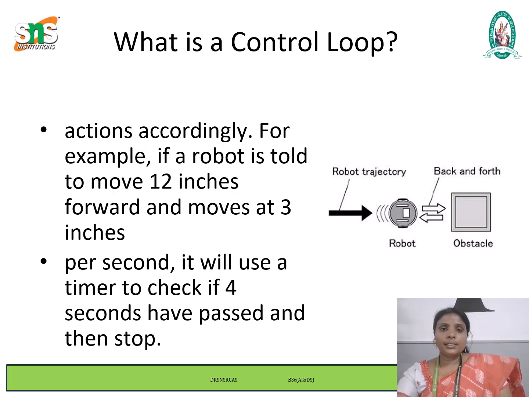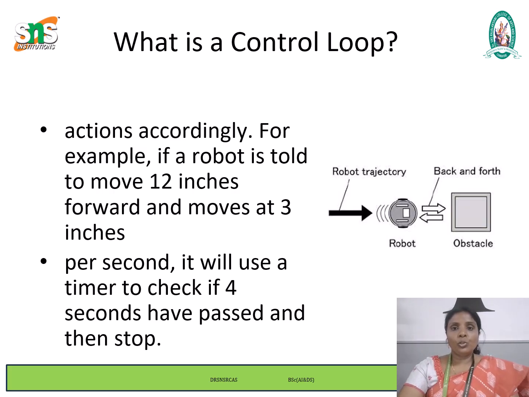In robotics and many other systems, control loops are fundamental to ensuring tasks are performed correctly. A control loop works by continuously comparing the current state of the system with the desired state, adjusting the system action to minimize any discrepancy. For example, if a robot is instructed to move 12 inches forward, the system needs to monitor its progress and stop once the task is completed.